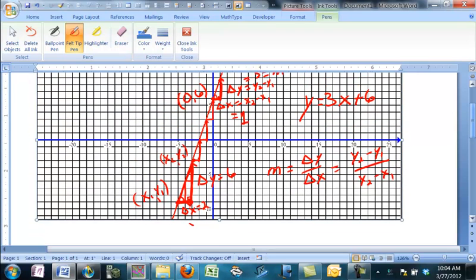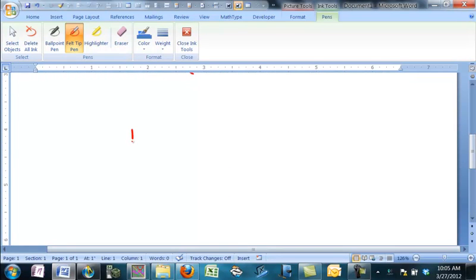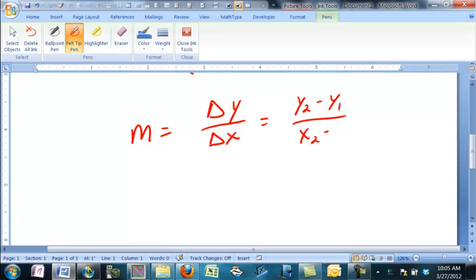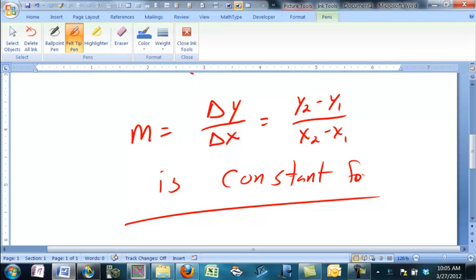So if we take the delta y divided by the delta x, that is the same for this triangle as it is for this triangle. It's also known as the tangent of this angle that it makes with the horizontal. It's also known as the slope of this line. So the slope is constant there. So the slope, which is delta y over delta x, that is y2 minus y1 over x2 minus x1, is constant for lines, for linear functions.